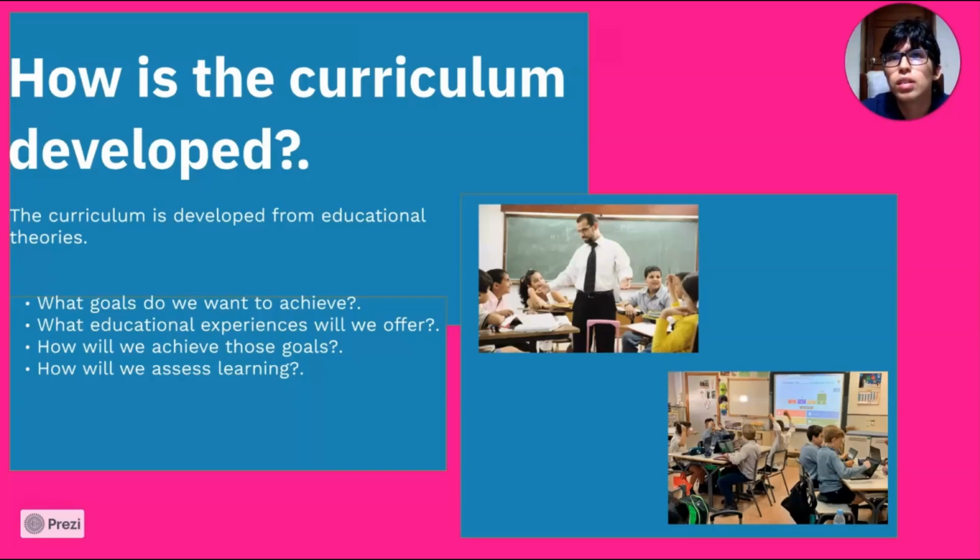Likewise, Ralph Tyler, 1973, proposed an approach based on four key questions. What objectives do we want to achieve? What educational experience will we offer? How will we achieve those objectives? And how will we assess learning?